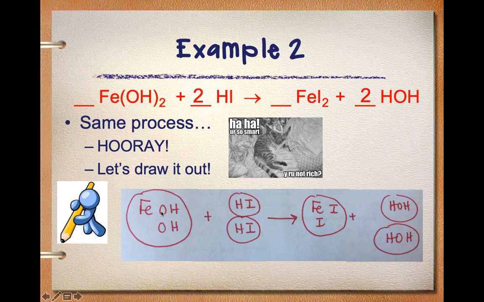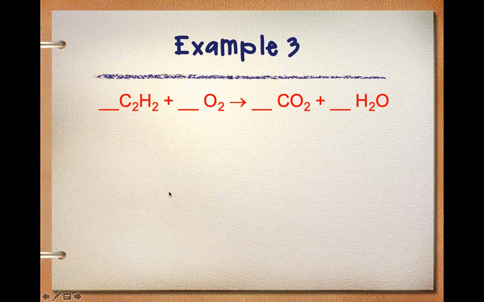Let's check our work. 1, 2 oxygens, 1, 2 oxygens, 1 Fe, 1 Fe, 1, 2, 3, 4 H's, 1, 2, 3, 4 H's, 1, 2 I's, 1, 2 I's. So that is balanced. It's balanced, it obeys the law of conservation, and it shows the chemistry that happened. Let's try one more example.